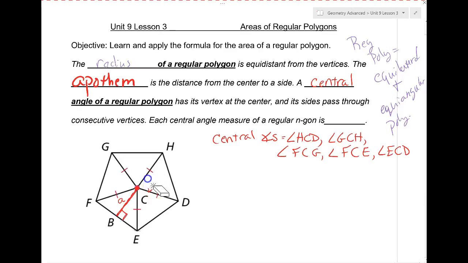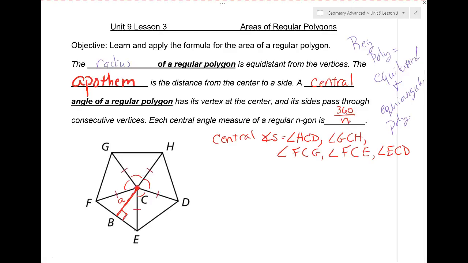Now, what do you think is going to be so special about every one of these central angles? Yeah, they're going to be congruent to each other, especially because it's a regular polygon. And so you need to know how to find the measure of those. Well, that's really easy, guys. All the way around one single point, how many degrees is it? 360. So to find the measure of one central angle, it's just 360 divided by the number of sides.